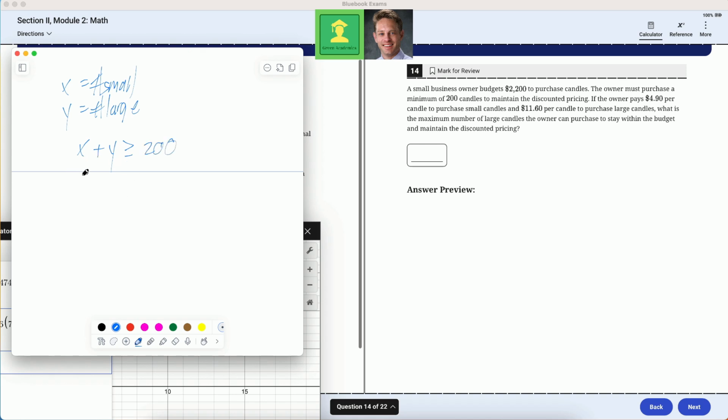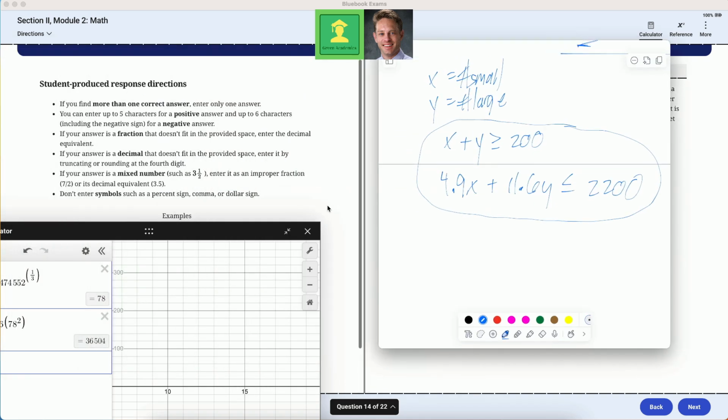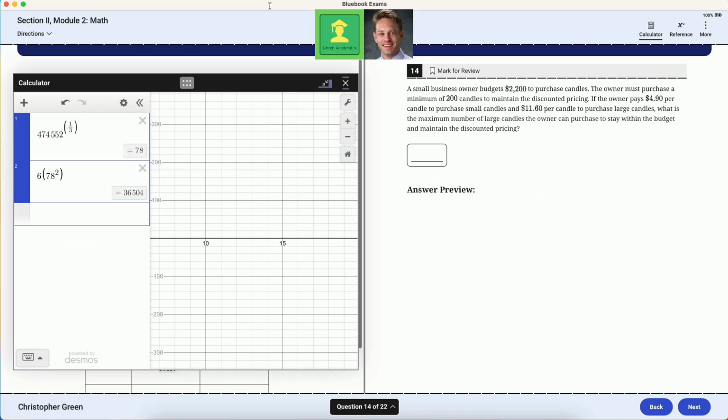And then separately, it's 4.9X plus 11.6Y is less than or equal to 2,200. You could solve this by hand, but you should be able to put this into Desmos and get its imaging to help you enormously in this case. Let's see if we can get that to work.